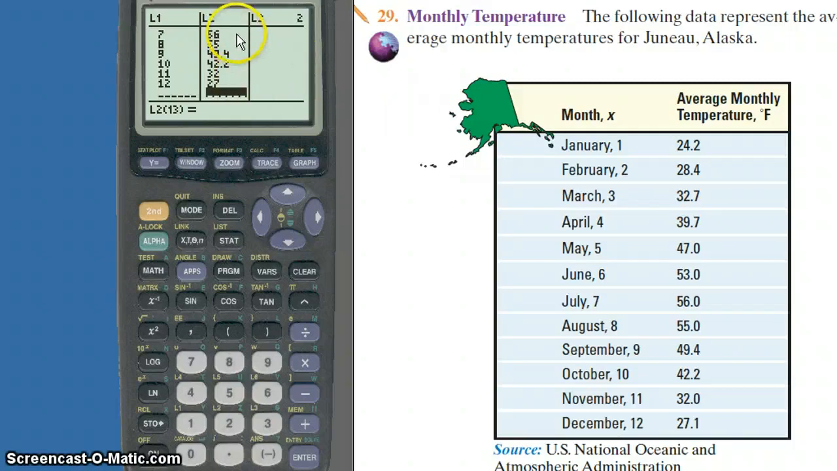Okay, I've finished inputting my numbers into list 2. They came straight from here, the average monthly temperature, and you see that they match up: list 1 with 12 entries, list 2 with 12 entries.